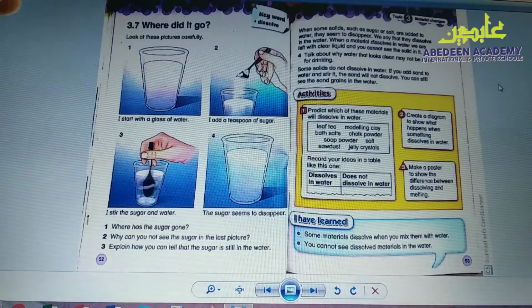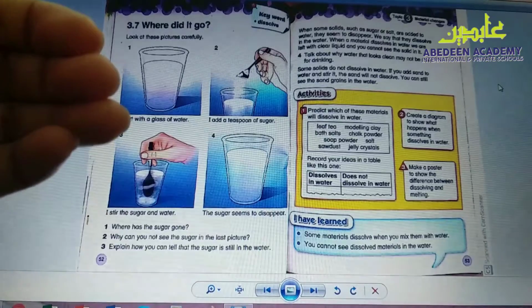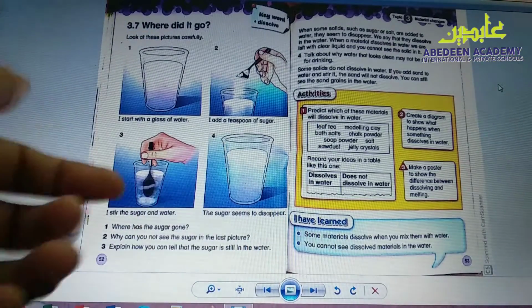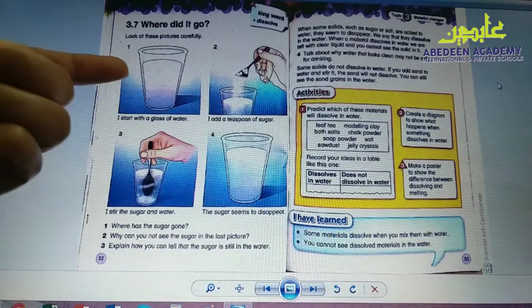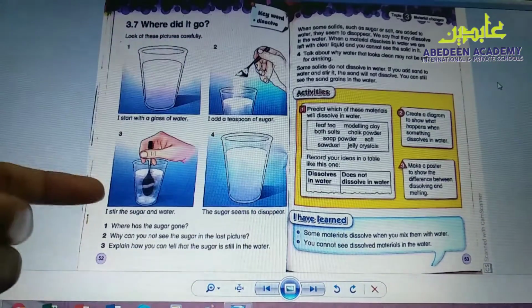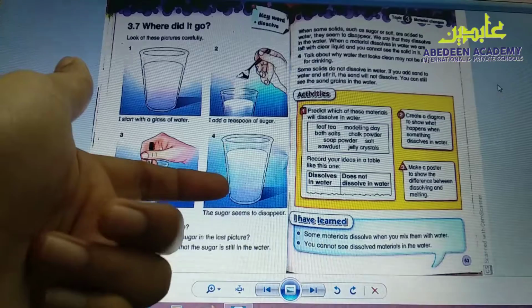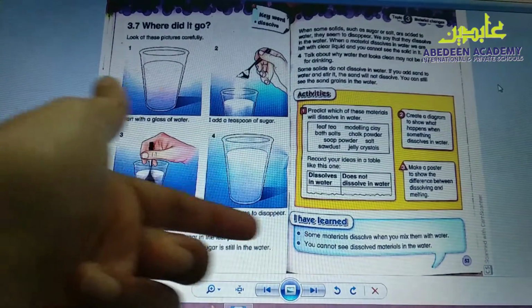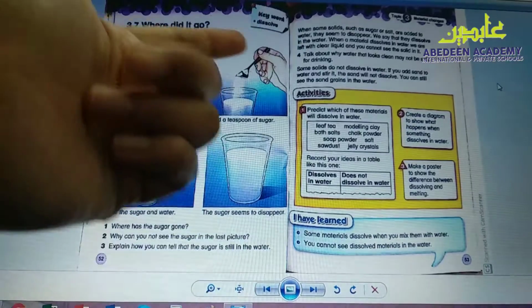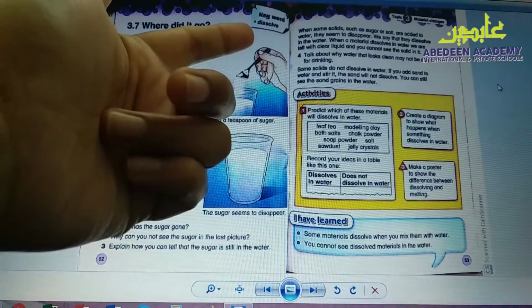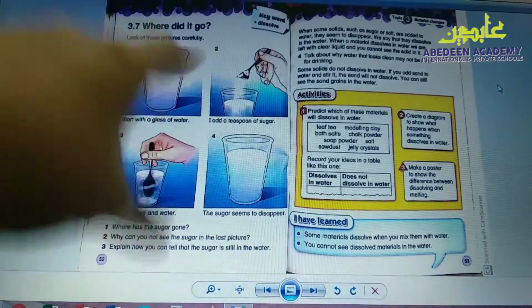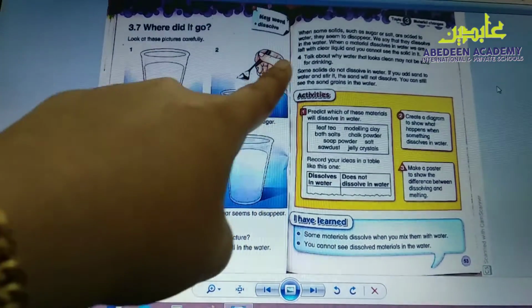So how do you know that the sugar is still in the water? It's not gone like magic. You have to taste it. That's it. This water is plain water. You add sugar to it, then the water becomes sweet. Then you know that the sugar dissolved in the water. Remember the word dissolve. D-I-S-S-O-L-V-E.